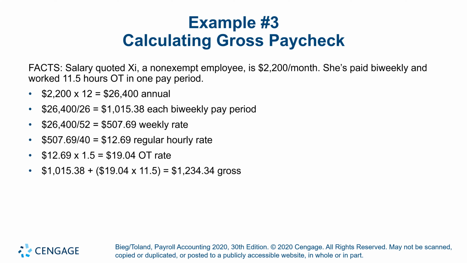regular pay, right? And then to calculate the overtime, we want to break it down per hour. So then we would take that 26,400 divided by 52 weeks. That gives us that 507.69 per week. And then we want to take that 507.69 per week, divide that by 40 to get our regular hourly rate. And again, once we have that regular hourly rate, we can calculate the overtime rate and then add up the total gross wages, regular plus overtime, right?